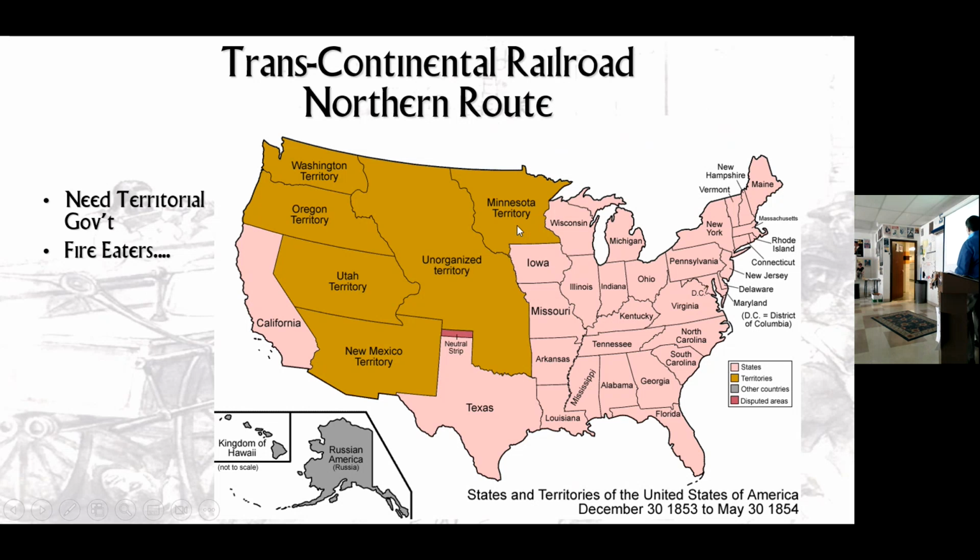But this is unorganized territory, administered by the various tribes and the U.S. Army. So they need territorial governments. But he knew the fire eaters would try to stop this. He had to find a way to appease the fire eaters. But what law said no slavery north of 36°30' in the Louisiana Purchase?